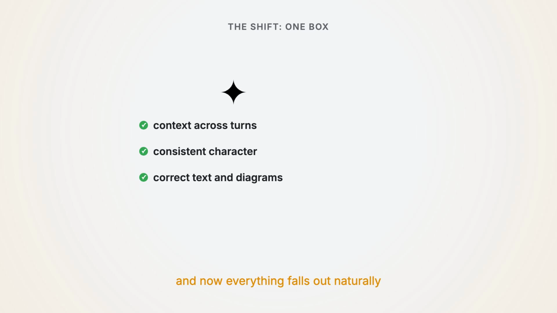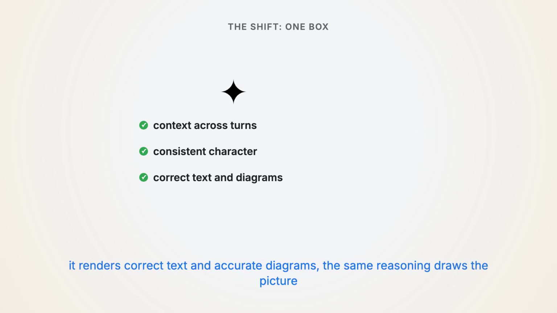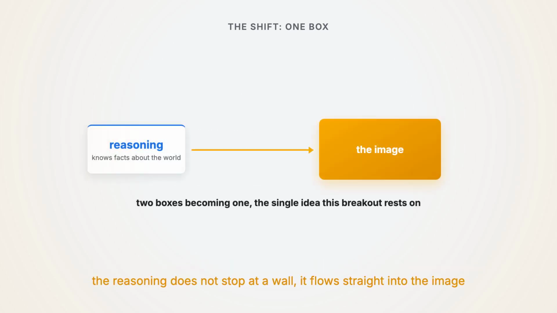The model carries context across turns because it never handed your image to a stranger. It keeps a character consistent because the character lives in its own understanding. It renders correct text and accurate diagrams because the same reasoning that knows facts about the world is the thing drawing the picture. The reasoning does not stop at the wall and pass a note. It flows straight into the image. That fusion, two boxes becoming one, is the single idea this entire breakout rests on.